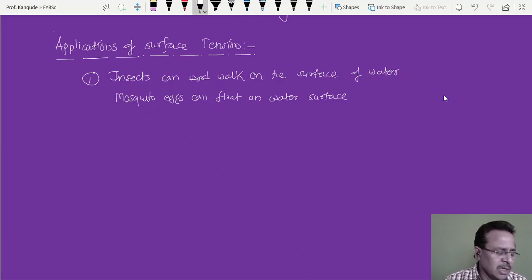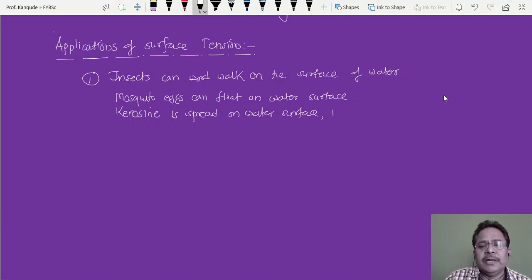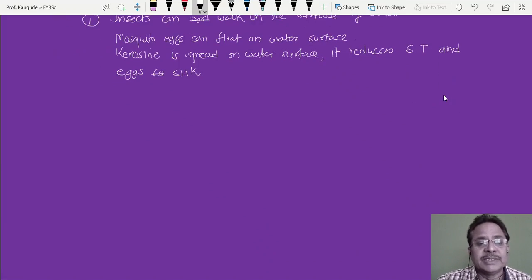So to remove this, what we have to do is spray some kerosene on this water surface. It reduces surface tension, and these eggs can sink. Eggs sink when the surface tension is reduced. These mosquito eggs sink or go down inside the water, and then the further process is not possible, and breeding stops.